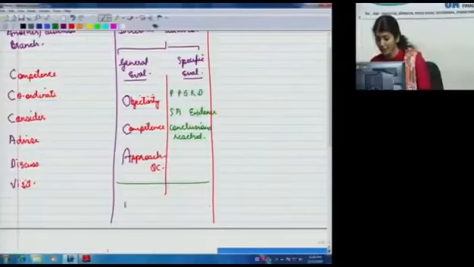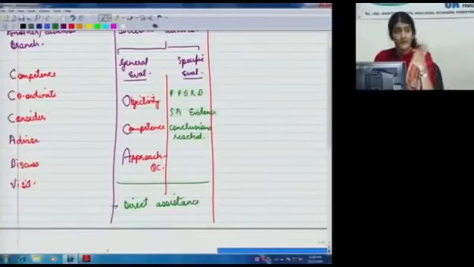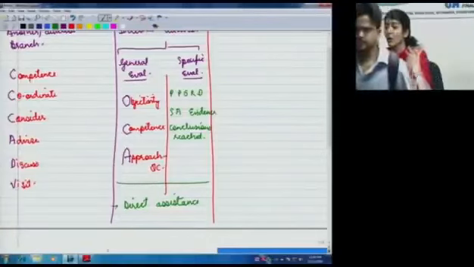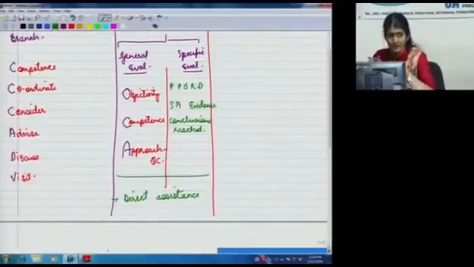And then we also talked about the direct assistance. On what basis do you decide whether to take direct assistance from the internal auditors? 1, the judgment involved, the risks of material misstatement, then the objectivity, then the competence of the internal auditors, and also the organizational status of the internal auditors. Right, so this is up to what we had completed in the last class.